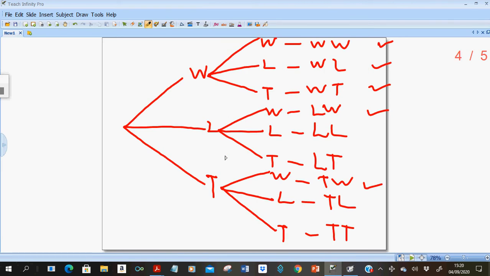So for win, we have a 0.6. For a loss, we have 0.3. And tie, we have 0.1. So there the win, again 0.6, 0.3, 0.1, 0.6, 0.3, 0.1, 0.6, 0.3, 0.1. Okay, so to get the probabilities, remember these are mutually exclusive events, so you just multiply the probabilities on each branch.